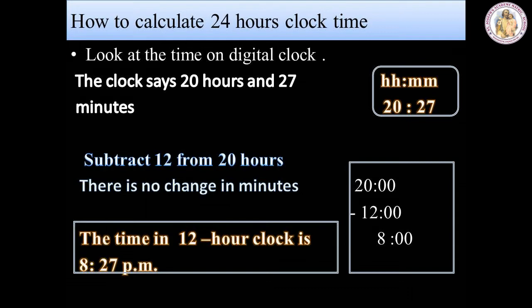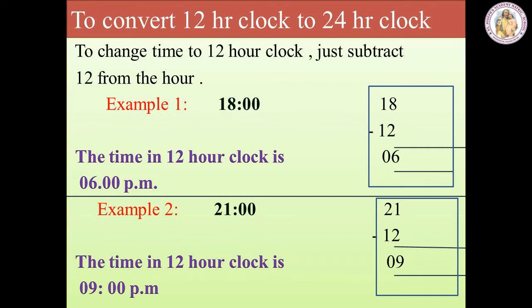It is evening. To convert 24-hour clock to 12-hour clock, just subtract 12 from the hour. Example 1, 18 hours. We have to subtract 12 hours from 18 hours. We get 6. The time in the 12-hour clock is 6 PM.